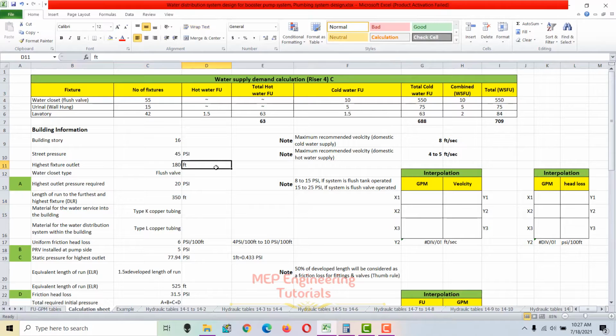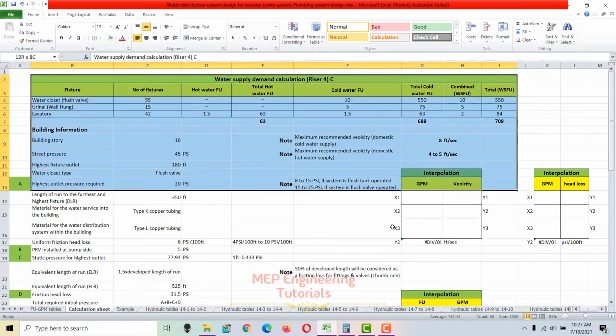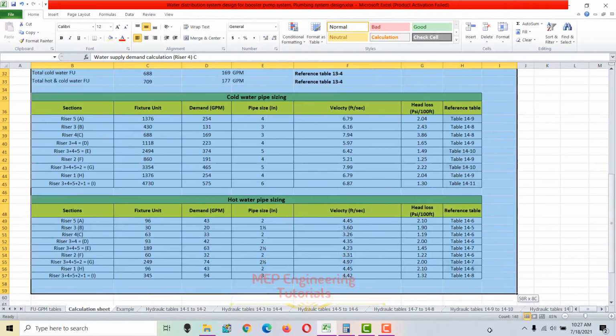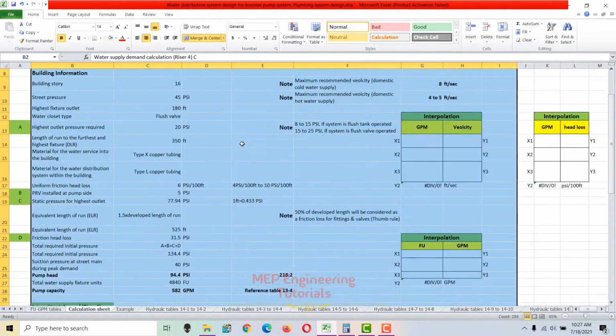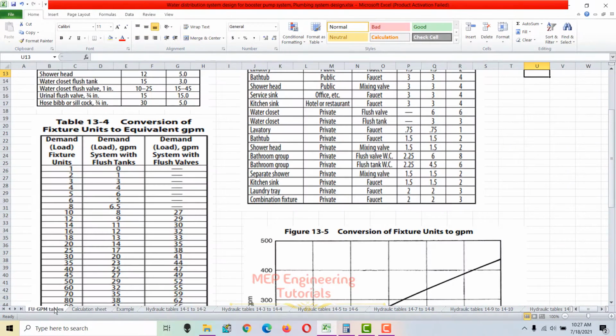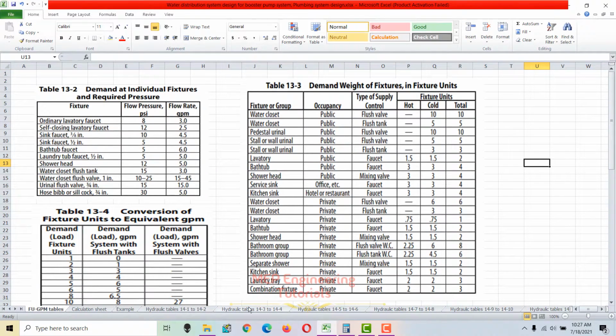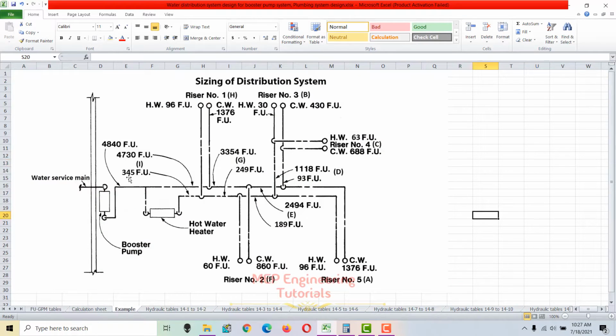Hello friends, today I'm going to discuss the water distribution system design using a booster pump as a source of supply, and this is the Excel sheet which I'm going to use for that purpose. You can see here, and there are other tables which I'm going to use in here. You can see the hydraulic tables also, and this is the example which we are going to cover in this session.